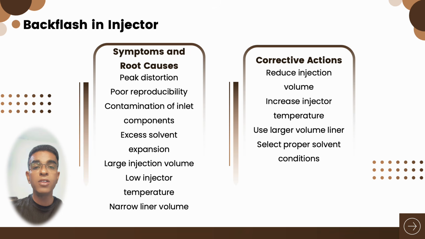The risk of backflash increases when large injection volumes are used, injector temperature is low, or narrow volume liners are installed. To correct this issue, injection volume should be reduced. Injector temperature must be sufficiently higher than the solvent's boiling point. Using a larger internal volume liner significantly reduces the backflash risk. Understanding solvent expansion behavior is extremely important in GC troubleshooting.